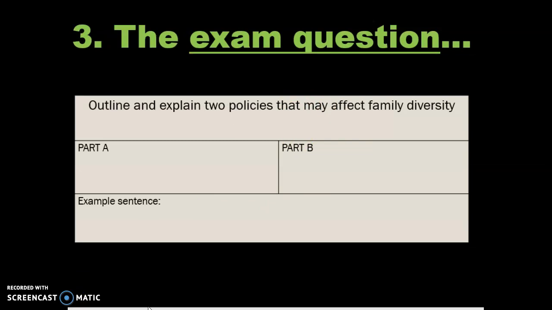So outline and explain 2 policies that may affect family diversity. So your part A is your policies and your part B is family diversity. You write in as much as you know in each, so then you can identify which bits you're going to steal for your example sentence.